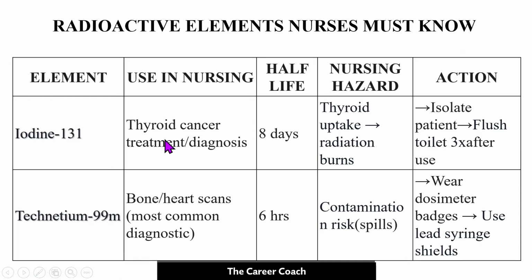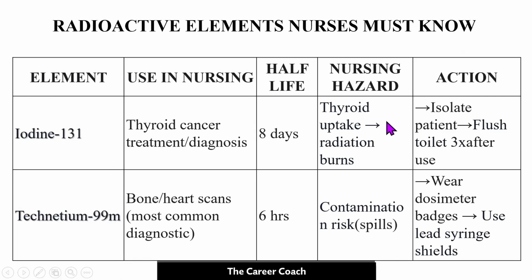So we want to first look at number 1, iodine. Iodine is used in the hospital for treating thyroid cancer and the other diagnoses. Half-life of iodine 131 is 8 days. So it takes 8 days for iodine 131 to reduce its previous amount or size. Nursing hazard: thyroid uptake can lead to radiation burns.